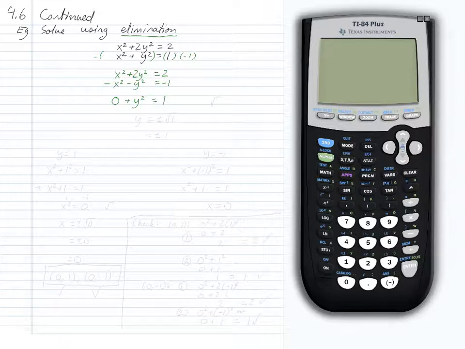So now we can solve this equation, in this case for y, since x was eliminated. If we square root both sides, we see that y is positive or negative square root of 1. In other words, positive or negative 1.